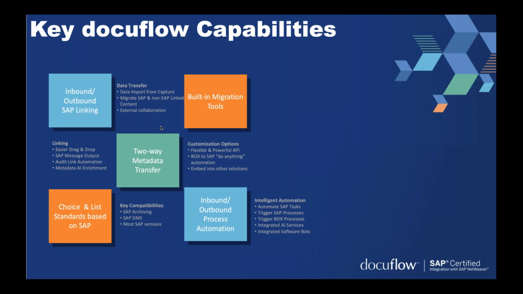We list some of the key capabilities on the screen, but key highlights are the inbound and outbound SAP linking of content and data, the two-way or bidirectional metadata transfer and synchronization, and inbound and outbound process integration to automate SAP tasks, trigger SAP processes, and even integration of AI services. And all of this is configurable and done code free.